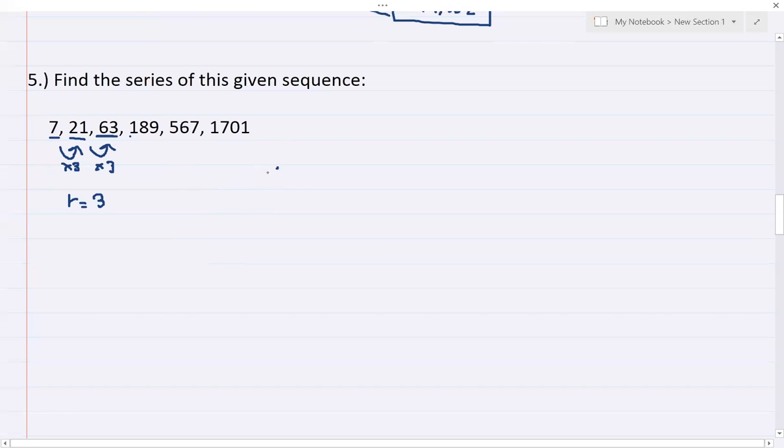The formula is S sub n is equal to a sub 1 times quantity 1 minus r raised to n, all over 1 minus r. So, what would be the given here? All right. So once again, here's the formula of the geometric series.